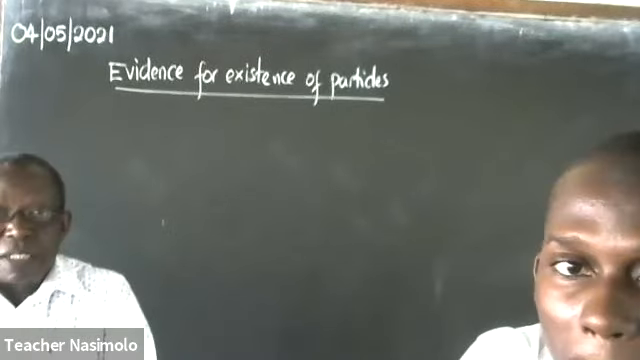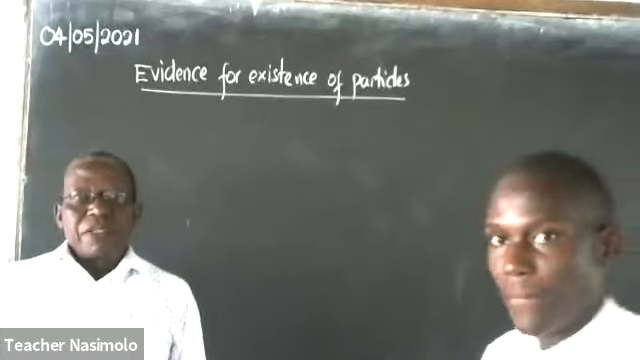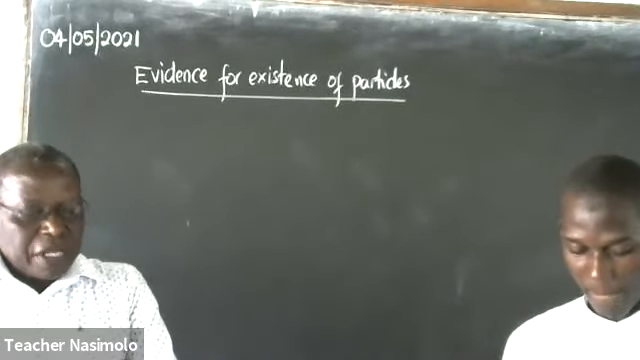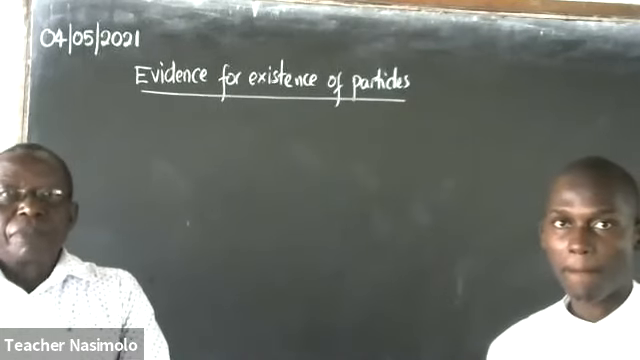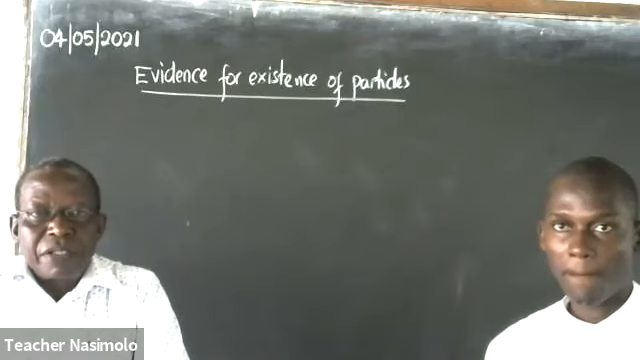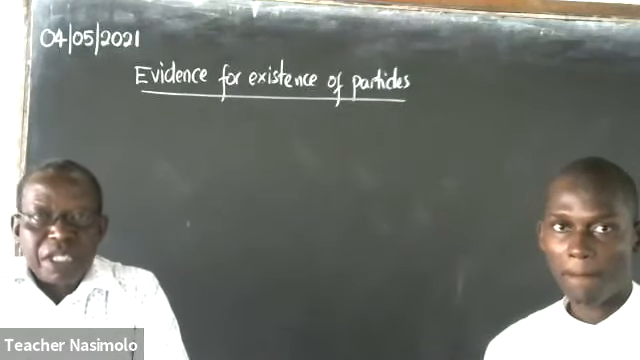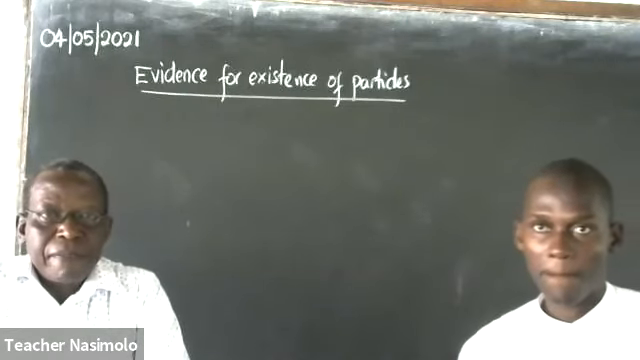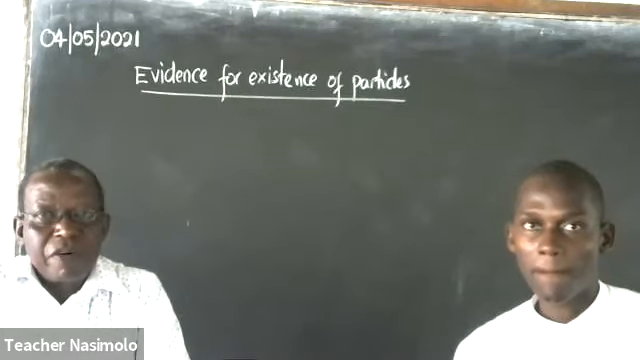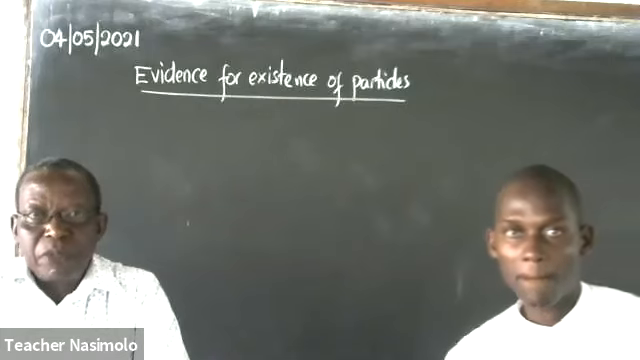Today we want to look at simple evidence for the existence of particles. Because the other time we were talking about the solids, liquids, and gases as composed of particles, tiny particles, which we cannot see with our eyes unless we use very powerful cameras, microscopes. That's when we can be able to see.